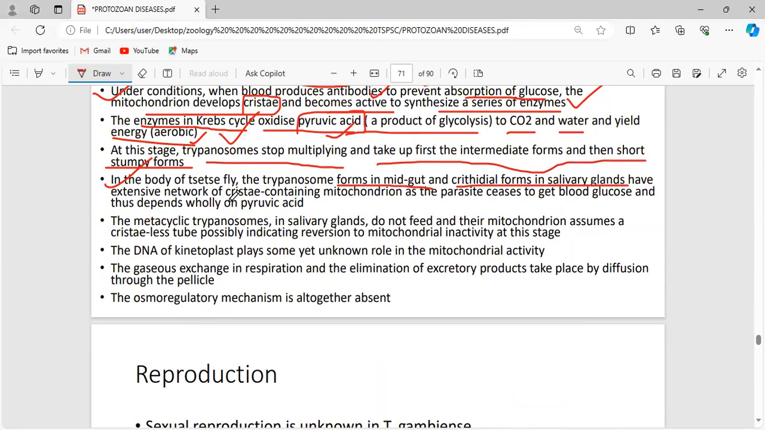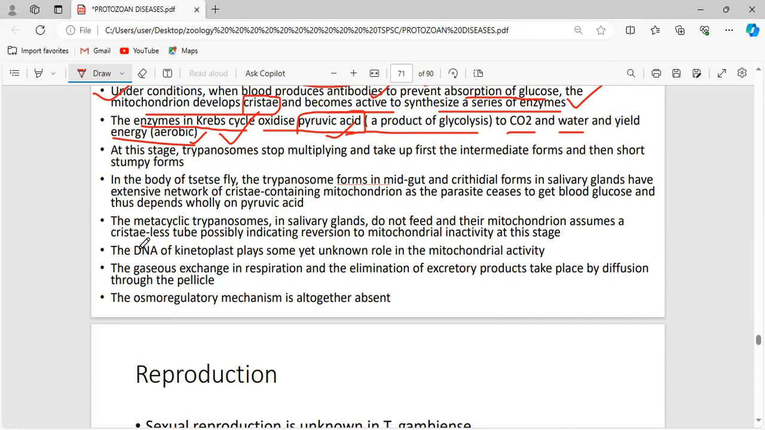Okay. In the body of the tsetse fly, the trypanosome forms in the midgut and crithidial forms in the salivary glands have an extensive network of cristae in the mitochondrion, as the parasite ceases to get blood glucose and thus depends wholly on pyruvic acid. When the cristae are absent in the mitochondrion, the mitochondria become inactive. When the mitochondria develop cristae, they become active and synthesize a series of enzymes that convert the pyruvic acid into carbon dioxide and water, generating energy that the organism uses for its further metabolic activities.